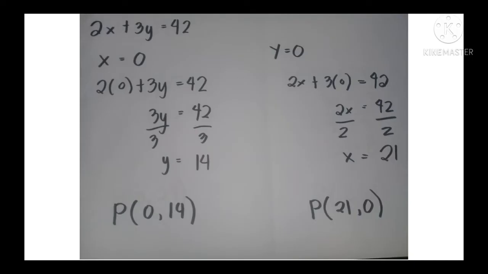In the second constraint, if x is equal to 0, then y is equal to 14 with the point (0, 14). And if y is equal to 0, then x is equal to 21 with a point of (21, 0).